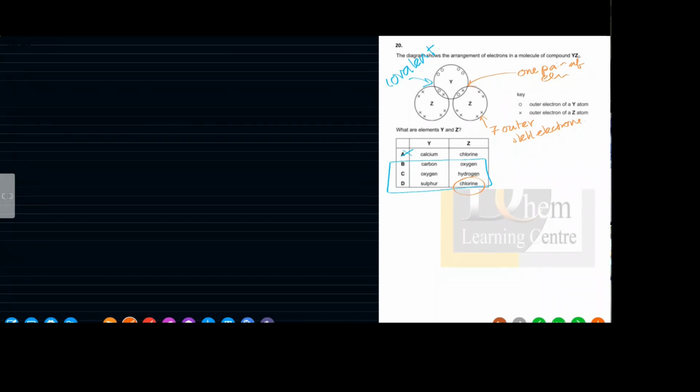We'll verify that by looking at the central atom. Why? Count the electrons: 1, 2, 3, 4. Its own electrons are 6. That means this is a group 6 element. Sulfur is a group 6 element, right? So it is verified. The answer is D.